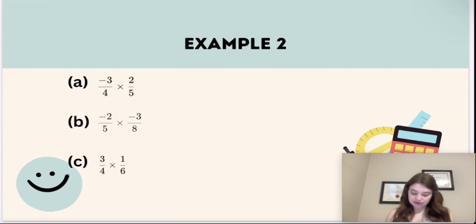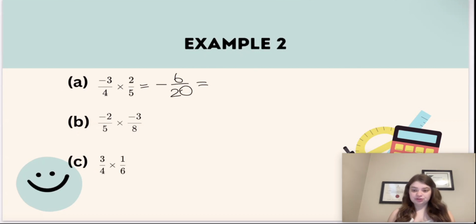Okay, so let's start with negative 3/4 times 2/5. Well, first of all, I notice we're multiplying a negative number, which is negative 3/4, by a positive number, which is positive 2/5. So therefore, we have a negative result. Then we have the numerator, 2 times 3 is 6. In the denominator, we have 5 times 4, which is 20. So we have negative 6 over 20.